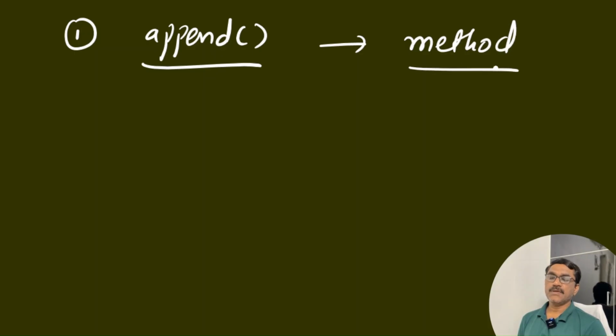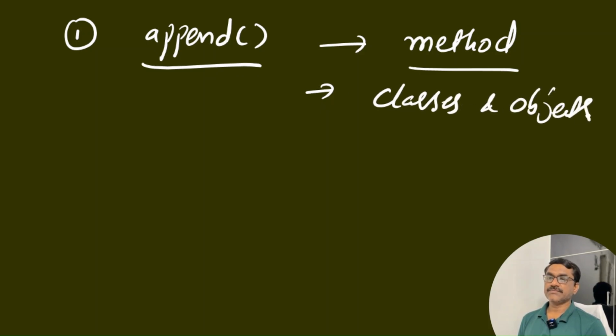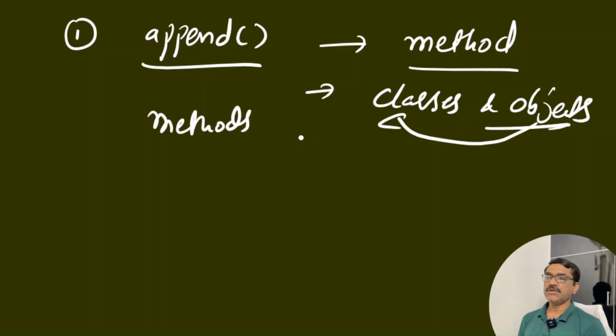See, whenever I write parenthesis after append, its meaning is it is a method. What do you mean by method? As we said that Python is an object-oriented programming language. Everybody knows Python is purely object-oriented programming language. That means it is going to contain the concept of classes and objects. And every object belongs to the class, and every object can use some methods by using the dot operator.